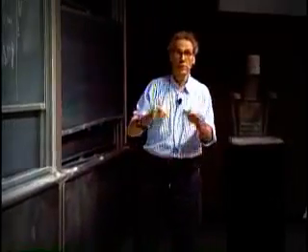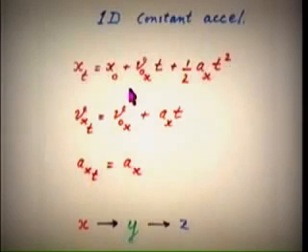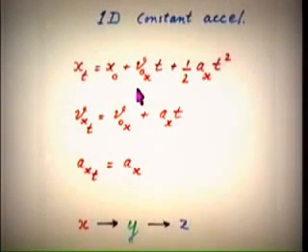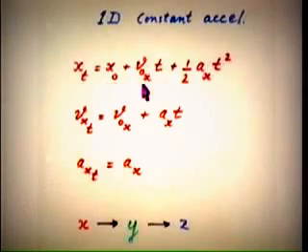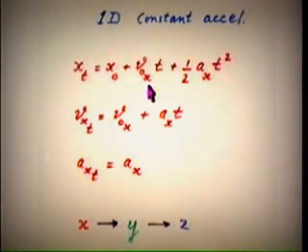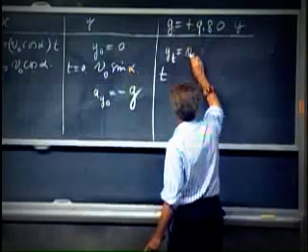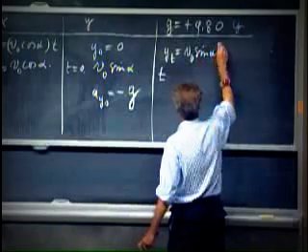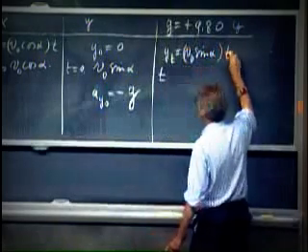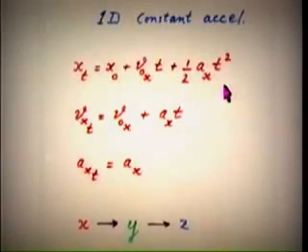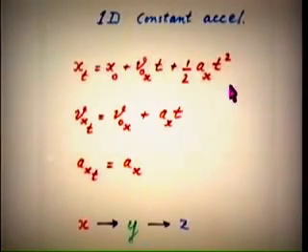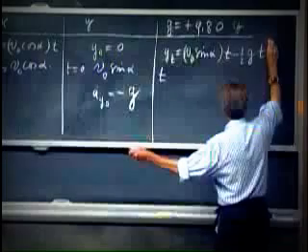y0 is 0, so we don't have to work with that. So this is 0. So I get v0y times t. So I get v0 sine alpha times t plus 1/2, but it is minus 1/2 gt squared.